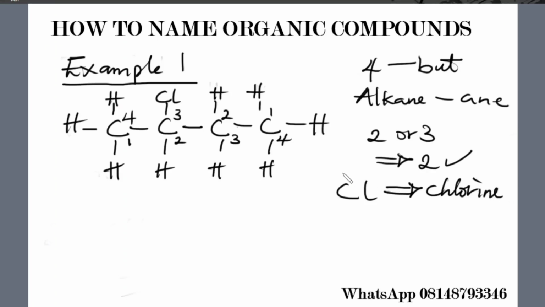Now let's name this compound. The lowest value, which is 2, the substituent, which is chlorine or chloro, but in this scenario it is chloro. And then the name of the longest carbon chain, which is but. And then the functional group, instead of alkane, we choose the last 3 letters, which is ane. So the name of this compound is 2-chlorobutane.